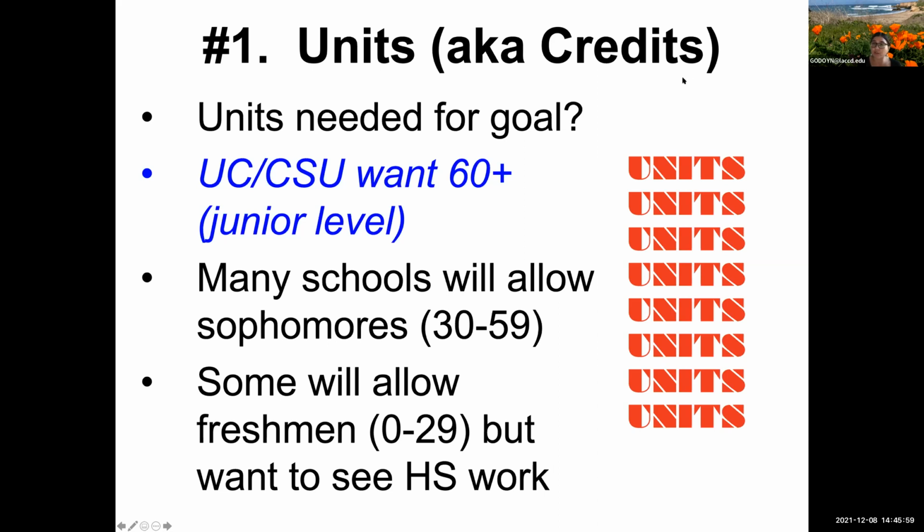Some schools will let you transfer as a freshman, but then they're going to be looking at your high school work. The beauty of being a transfer student, especially if high school maybe didn't exhibit your best work, is that if you're transferring as a junior with the 60 plus units, you're starting over. Most schools will not be looking at SAT scores. They will not be looking at high school grades. They'll just be looking at your performance as a college student at the community college. So that's really great.